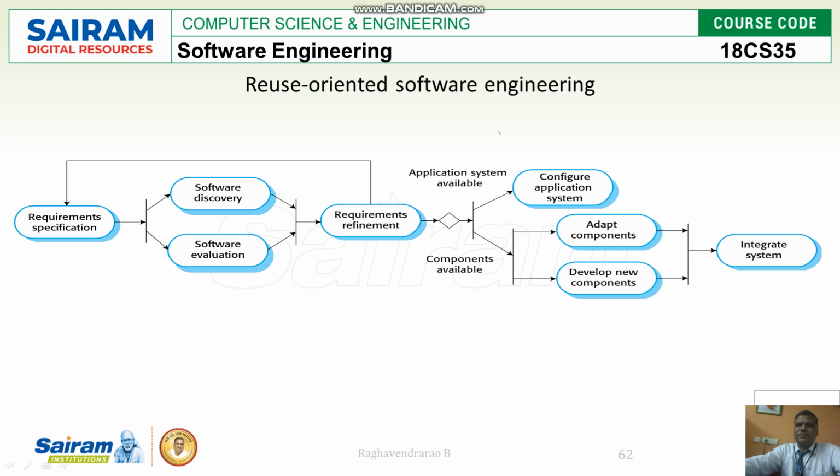Software discovery: any problems that are there are going to be discovered. Evolution: new things are going to be implemented. Requirements refinement means requirements and specifications already exist; the refined ones are taken to the next stage because of the reuse of the product. Application system availability: components are also going to be available. You will use those things to adapt for the new system. Configure the application system; here components are added.